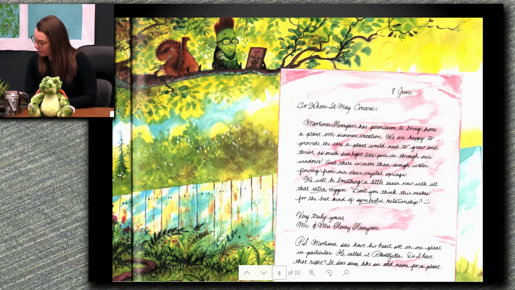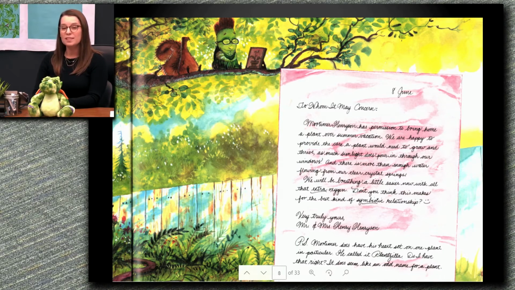Mortimer Henryson has permission to bring home a plant over summer vacation. We are happy to provide the care a plant would need to grow and thrive. As much sunlight does pour in through our windows, and there is more than enough water flowing from our clear crystal springs, we will be breathing a little easier now with all the extra oxygen. Don't you think this makes for the best kind of symbiotic relationship?